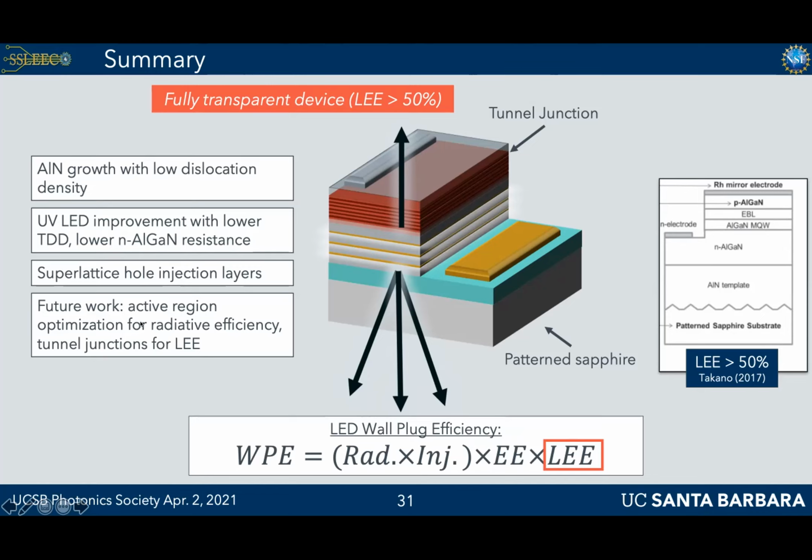And finally, the thing that I didn't really mention in this talk is the active region itself, right? Which we haven't really had a chance to optimize yet, just because there have been so many other things to work on. But that's obviously the next step. And then eventually we'd like to get to a fully transparent tunnel junction device so that we can get topside emission in addition to the bottom emission.